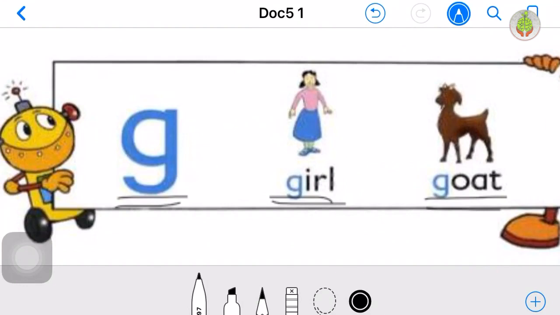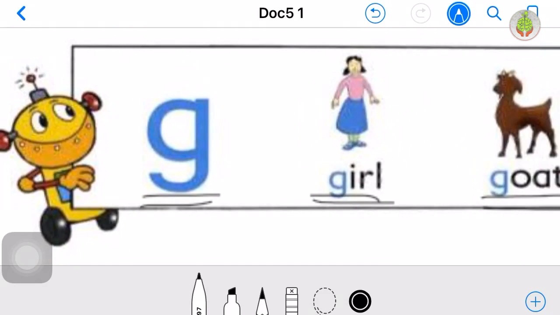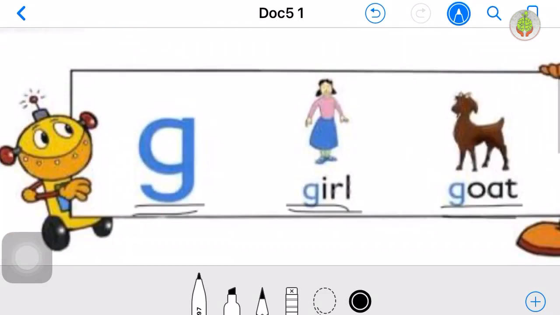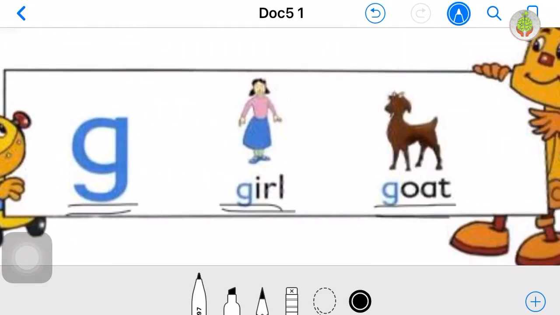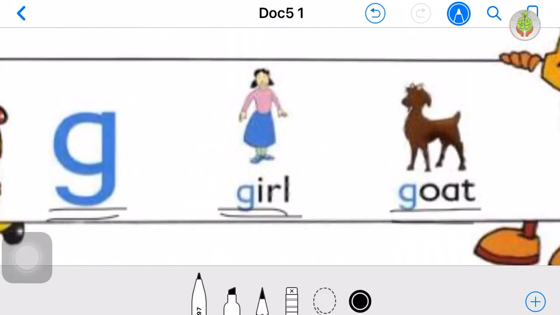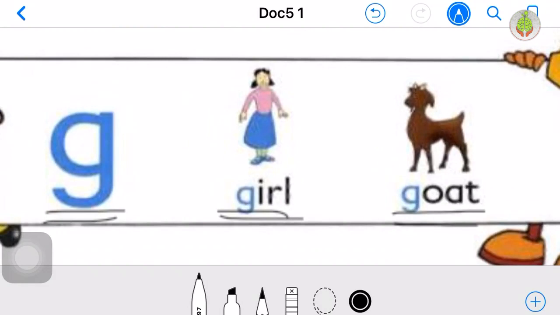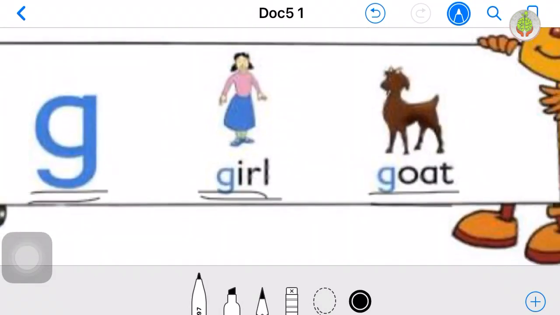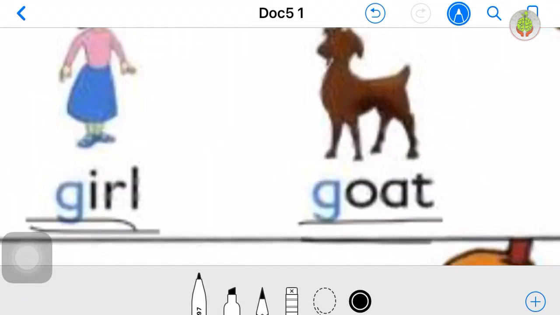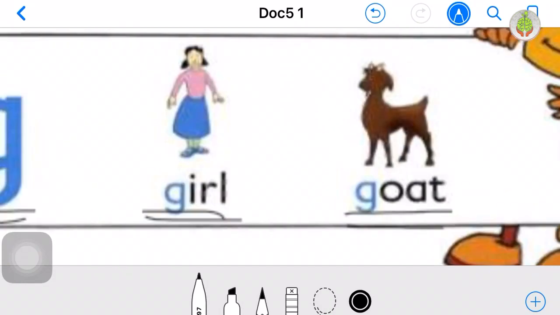Listen and say them again. كررهم مرة أخرى. Go. Go. Go. Go. Go. Go. Goat. Goat. Goat.